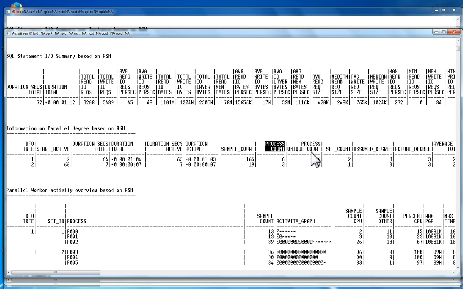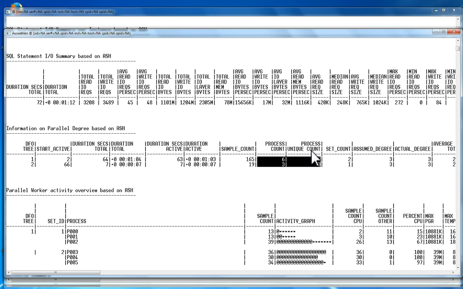And since this is an overhead and simply means that the execution spends time in this allocation and deallocation of the parallel slaves, that's the reason why I added this, so that you get an idea by looking at these figures that there might have been a significant overhead if there is a huge number of process unique count versus the process count. In this case here, there is no difference, so obviously these parallel slaves, at least according to these active session history entries, were not reinitialized, so they were only allocated once.